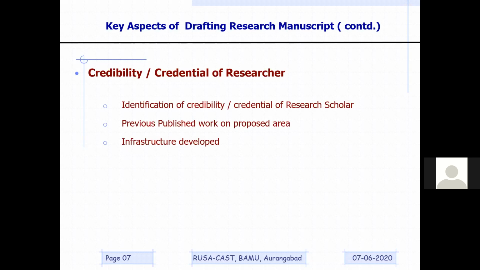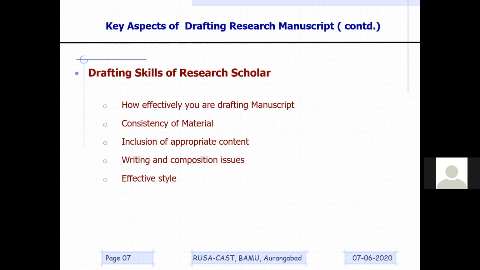What I'm trying to tell you is, whatever infrastructure you have in your laboratory needs to be updated on your website, so that whenever you send your manuscript to a good journal, and I'm talking about a good journal, the reviewer or editor is going to cross-verify whatever claim you make in the manuscript. He is going to check whether you have that with you or not. Therefore, the credibility and credentials of a research scholar are going to be tested in these 3 ways.